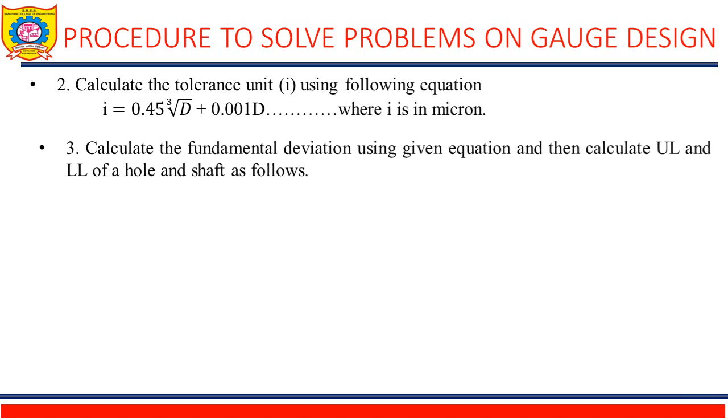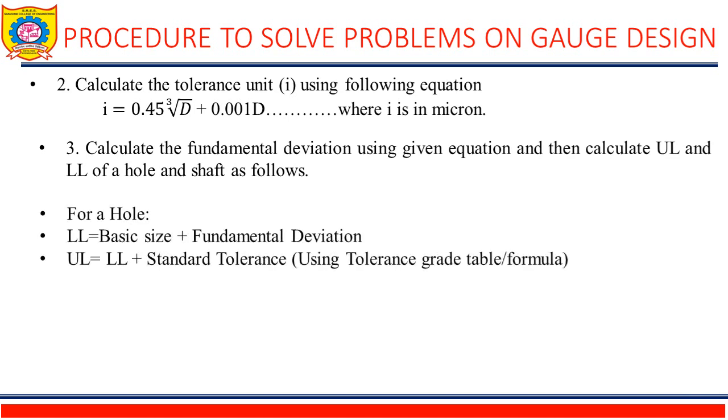Third is calculate the fundamental deviation using the given equation and then calculate the upper and lower limit of the hole and the shaft as follows. See, fundamental deviation for the type of shaft and type of hole is going to vary. So according to the given formula, we have to calculate the fundamental deviation for the shaft as well as the hole. See, for a hole, lower limit is equal to basic size plus fundamental deviation. Upper limit UL is equal to lower limit LL plus standard tolerance. Now standard tolerance is found out using tolerance grade table or formula.